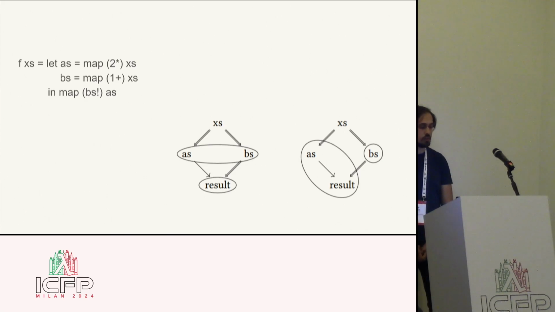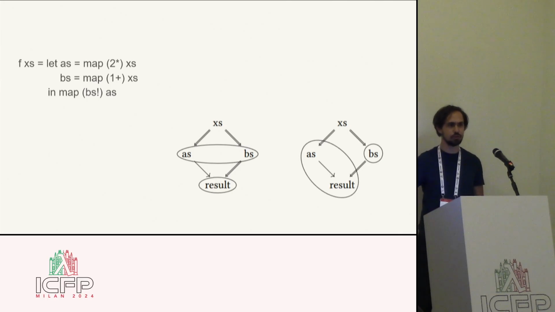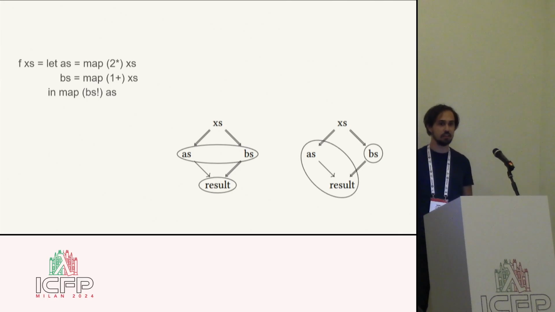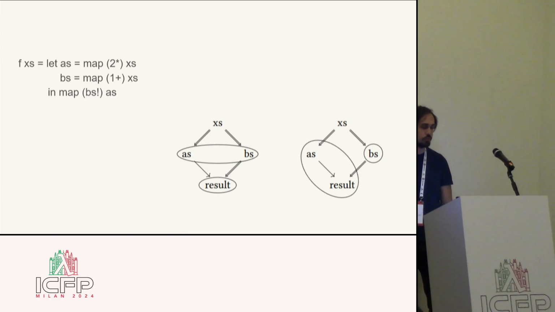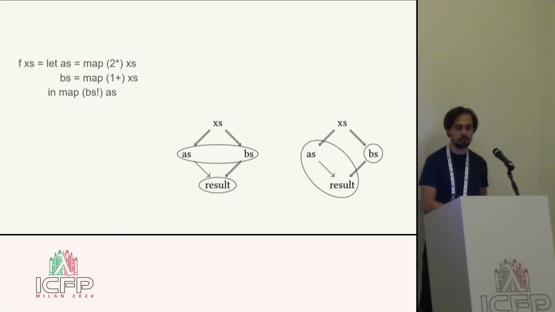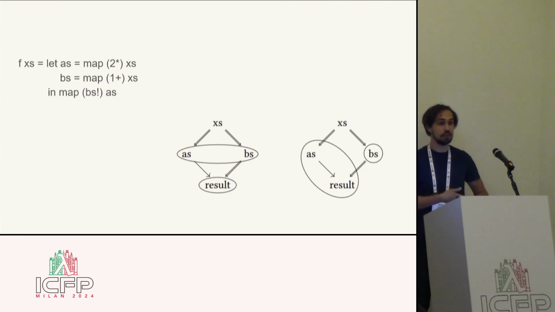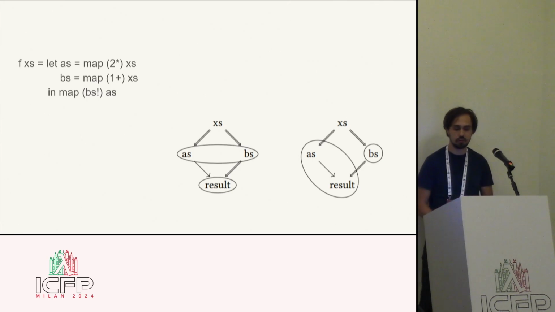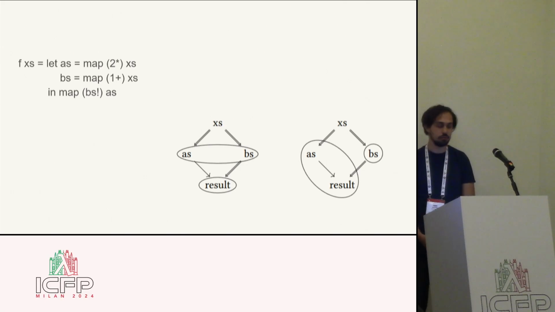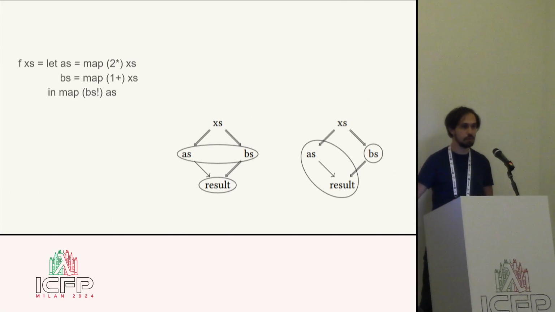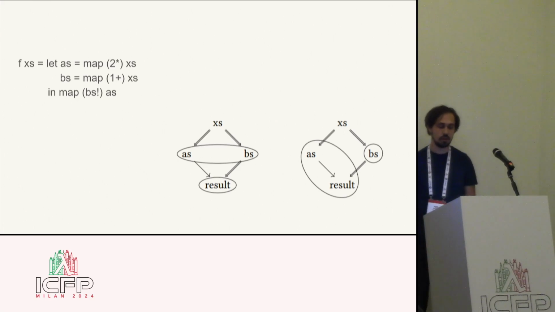So there's these first 2 maps, A's and B's. I'm going to refer to the functions by the name of the array that they produce throughout this talk. So these first 2 maps, A's and B's, both take the same input array X's as their argument. So one of the things you could do is fuse those 2 passes over X's together to write a single loop which consumes this array and then produces both of those outputs.